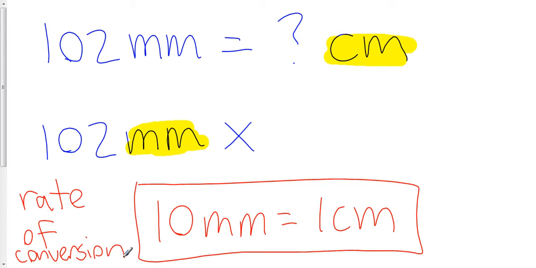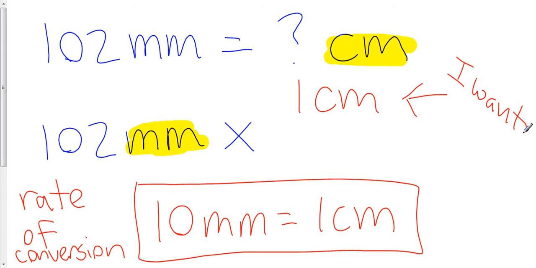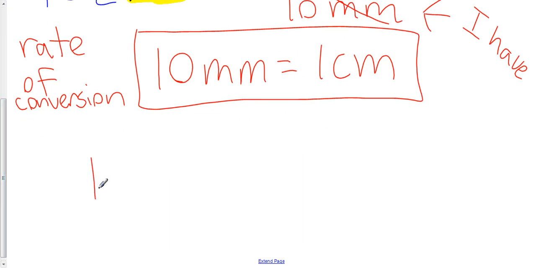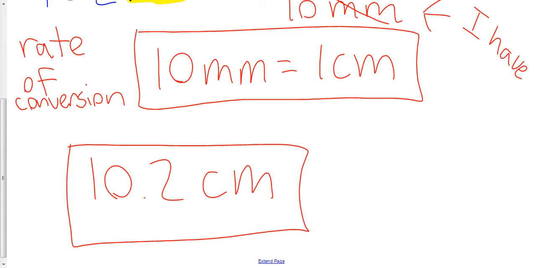So what am I going to do? I'm going to multiply it by my rate of conversion. Most important thing I want to do here is put up top what I want. Right up here, this is going to be what I want. I want these. And on the bottom, I'm going to put what I don't want, which is actually what I have. My millimeters are going to cancel out. And I get 102 times 1 divided by 10, which becomes 10.2 centimeters.